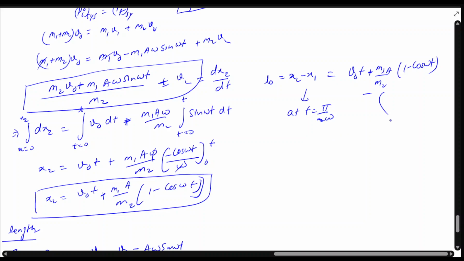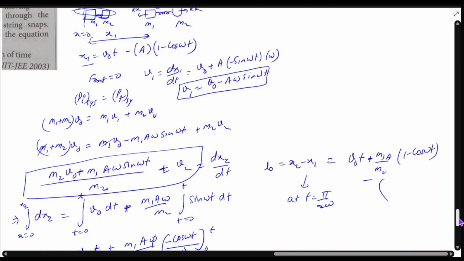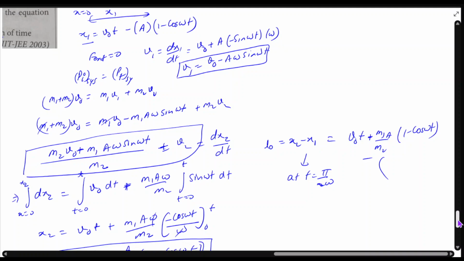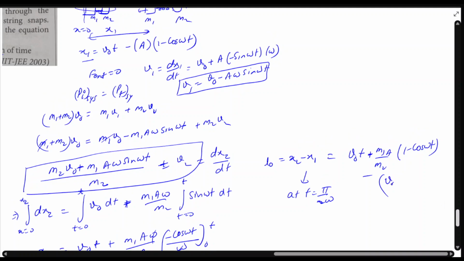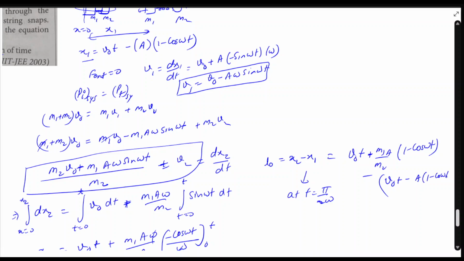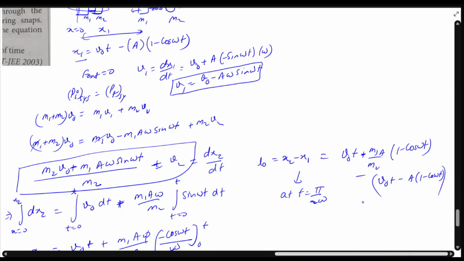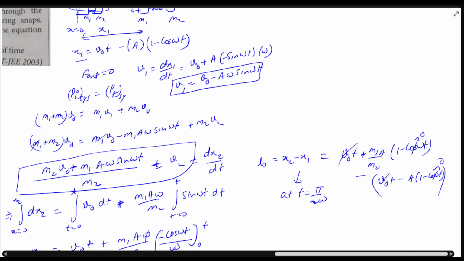So x1 was this. So it is v naught minus a. So it was v naught t minus a 1 minus cos omega t. So right. So if you put t equal to pi by 2 omega, so this will be 0. So this will become 0. This will become 0. And these will also get cancelled. So we'll have m1a by m2.